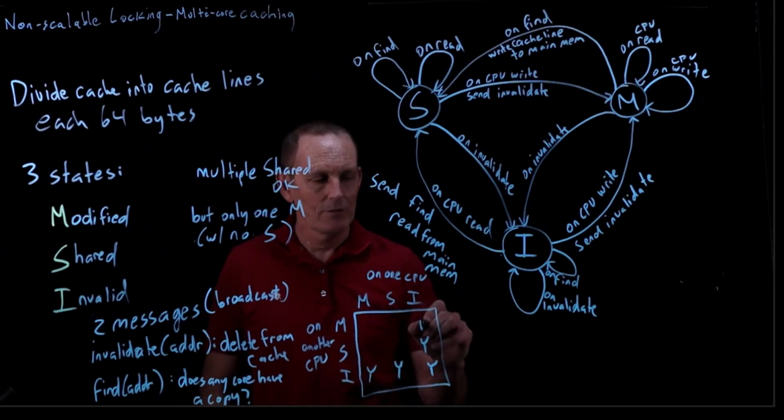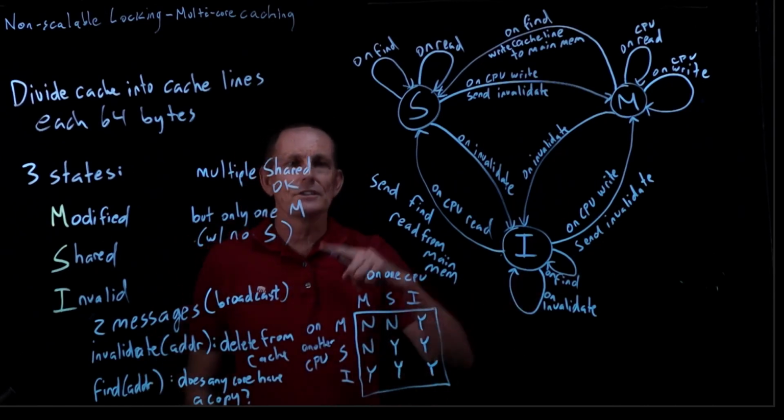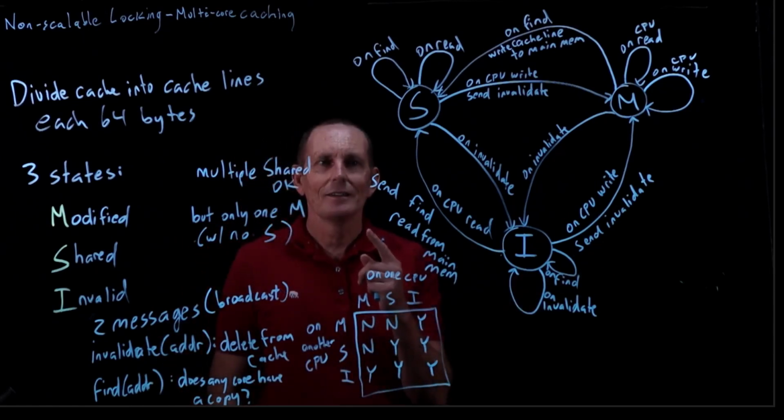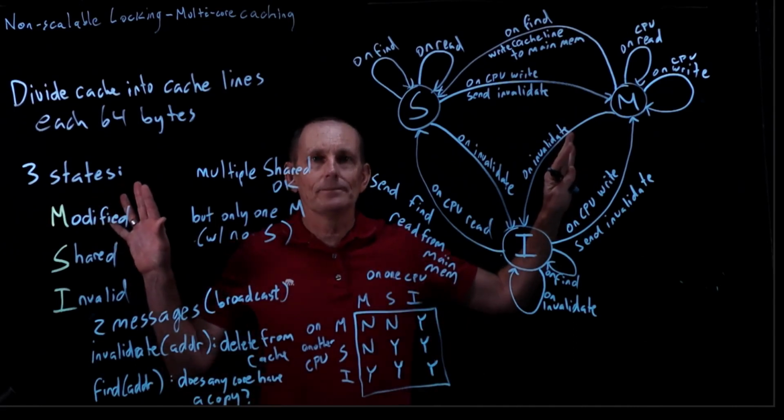So one CPU's just never tried to, let's say, read a cache line, another CPU modifies it. That's certainly fine. Can we have shared and shared? Yes. Can we have modified and modified? No. Modified and shared? No. So one modify across all the CPUs, and that modify can't have any other shares. So it's one modify and all the others invalid.